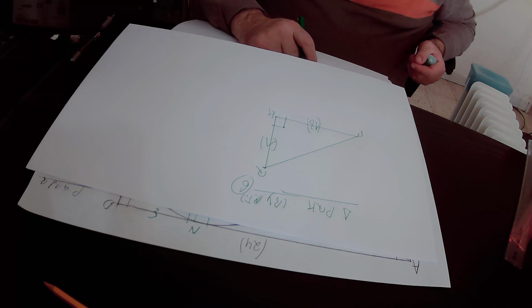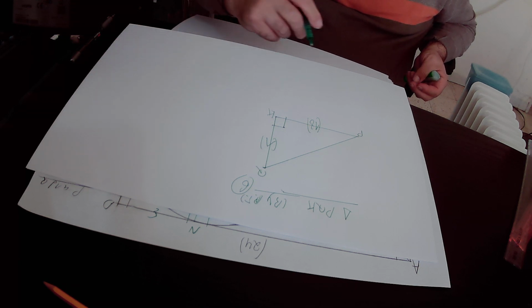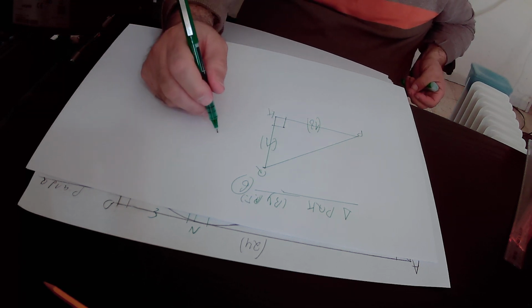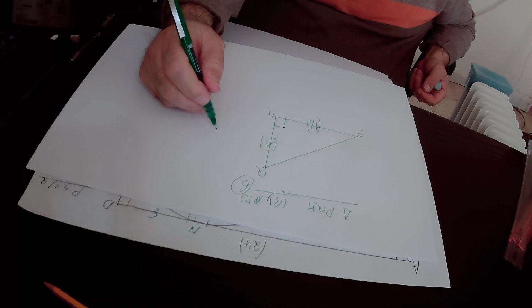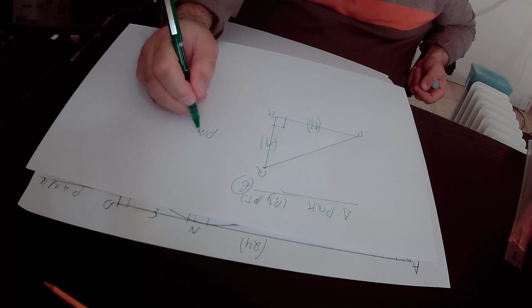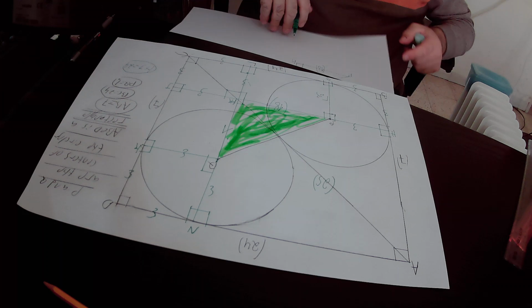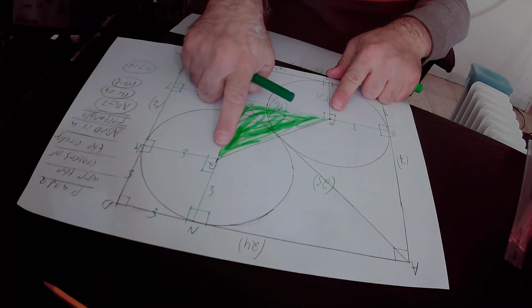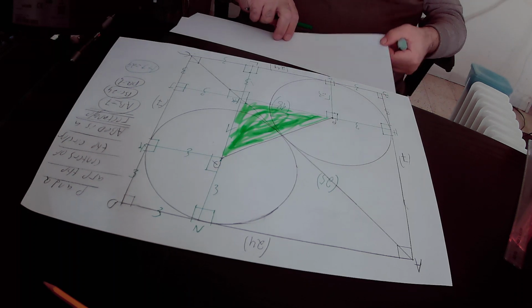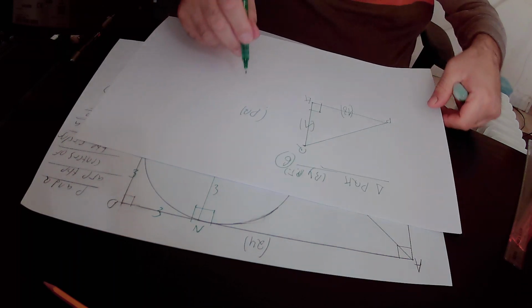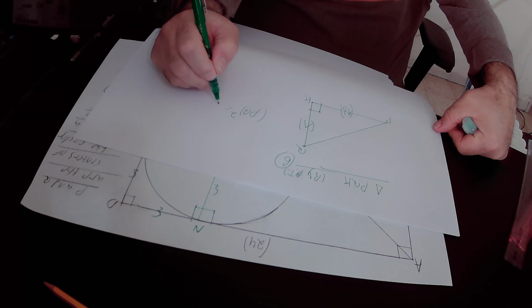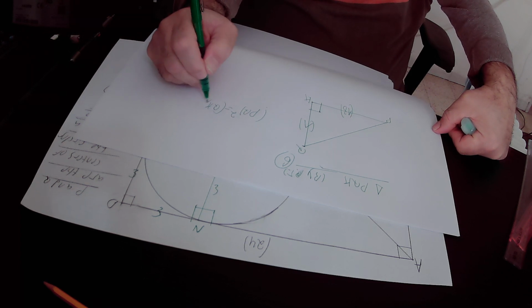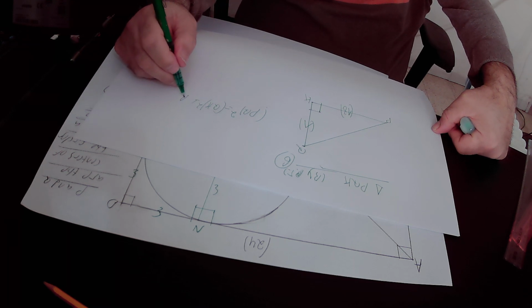We implement the Pythagoras theorem. According to the Pythagoras theorem, PQ squared, that is the line segment that we are looking for, again, PQ is the line segment that we are looking for. So PQ squared equals KQ squared plus PK squared.